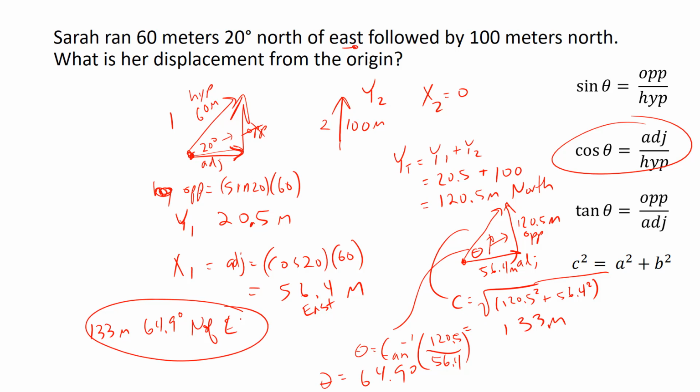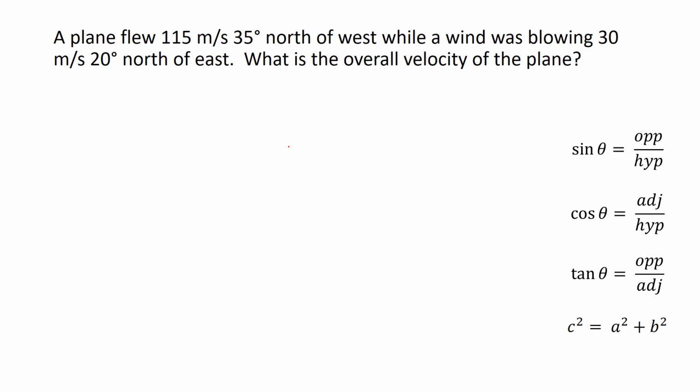And then the last problem, I'll do one more, a little bit more complicated. I'm going to try to write smaller so I can actually fit it into the space. A plane flew 150 meters per second, 35 degrees north of west, and the wind was blowing 30 meters per second, 20 degrees north of east. What's the overall velocity of the plane? So once again, it doesn't have to be displacements. It could be velocities. It could be accelerations.